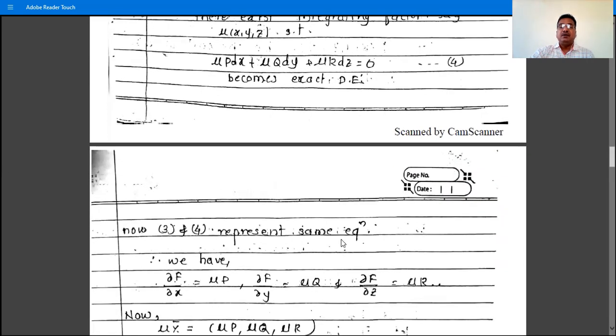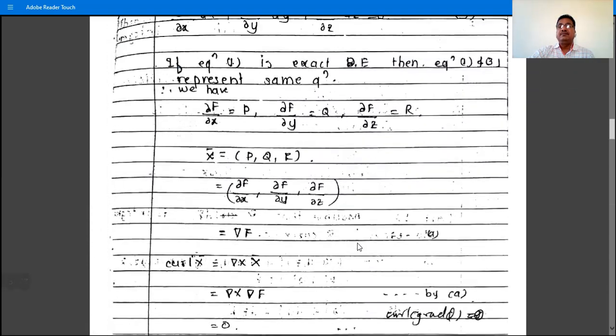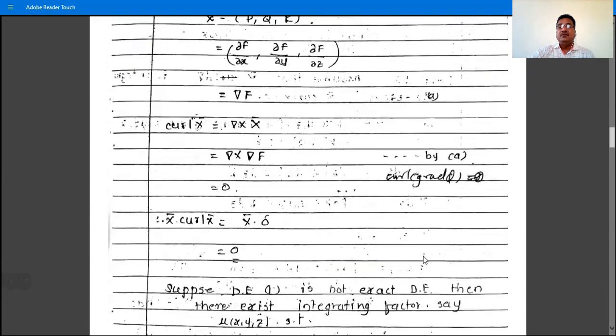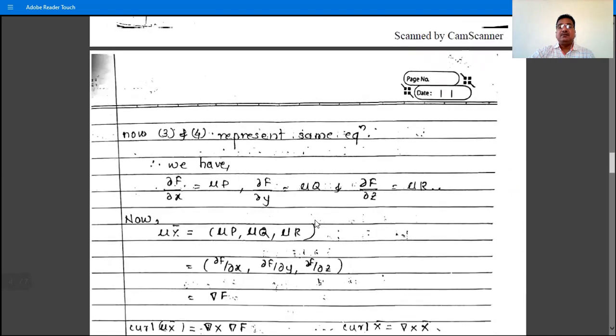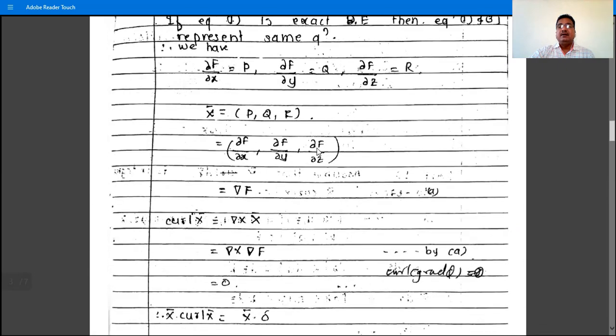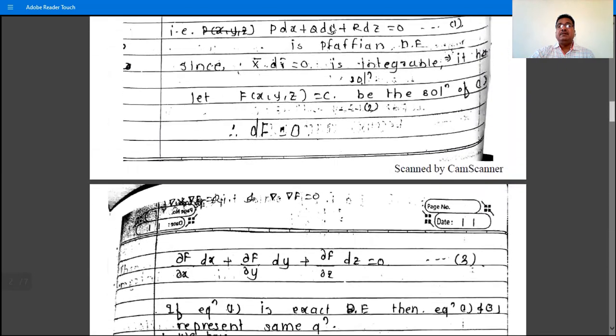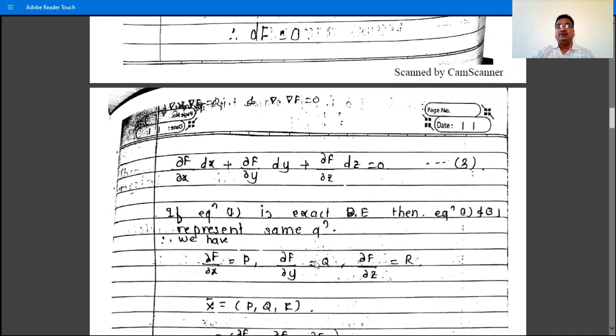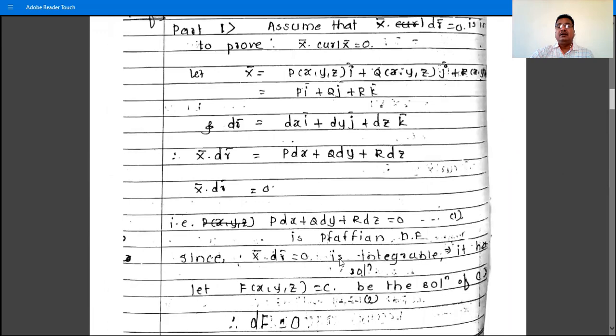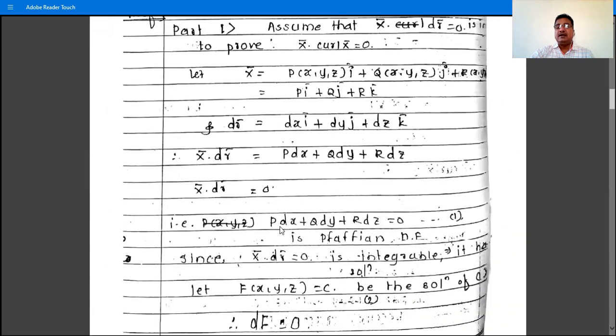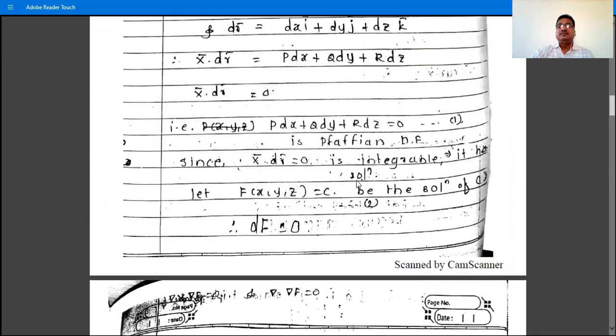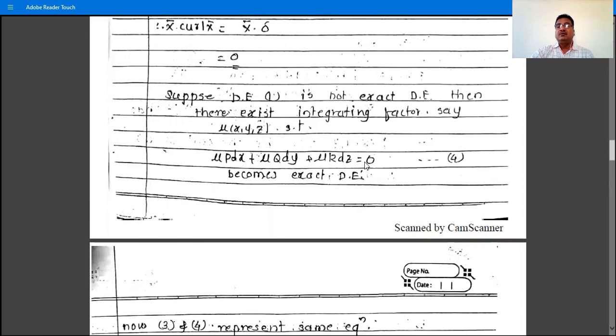So now 3 and 4 represent the same equation, and therefore ∂f/∂x is mu P. If the given equation, equation 1, is exact, then 1 and 3 are the same. Then we have this. But if equation 1 is not exact, then after multiplying by the integrating factor mu, it becomes exact, and therefore we have this.